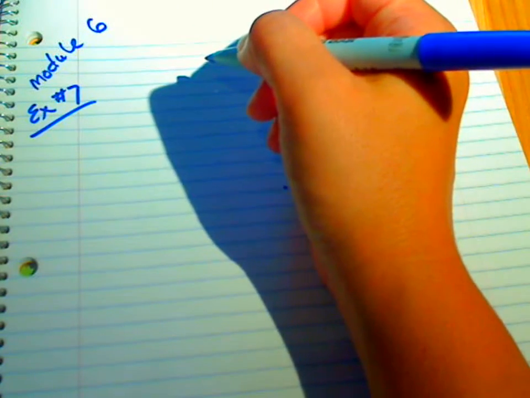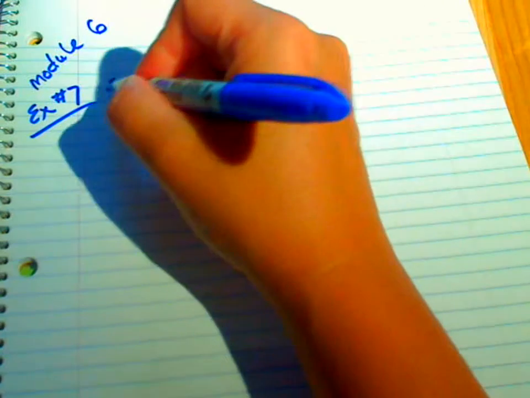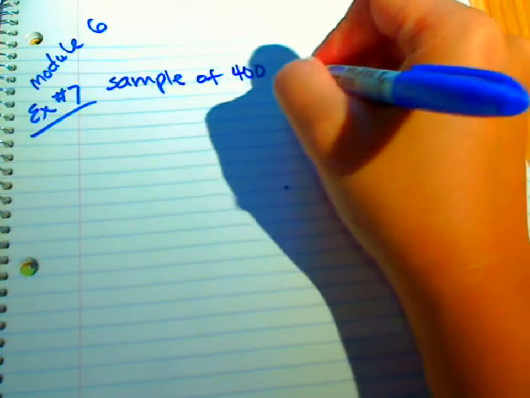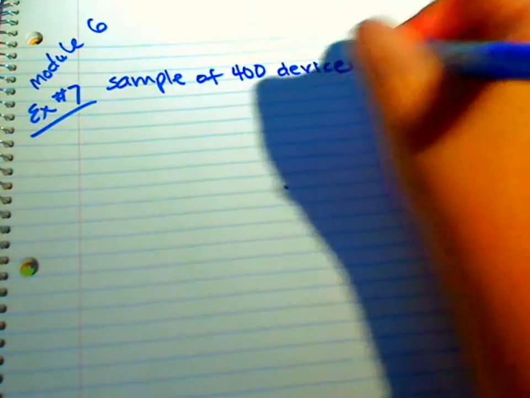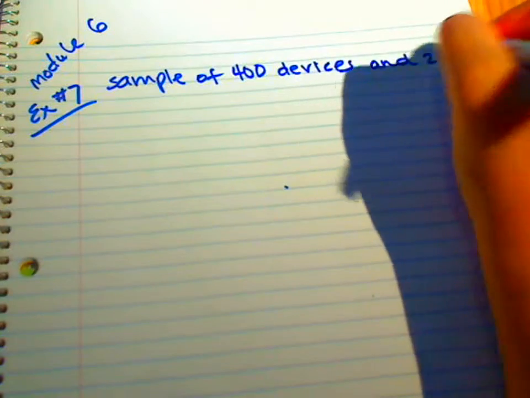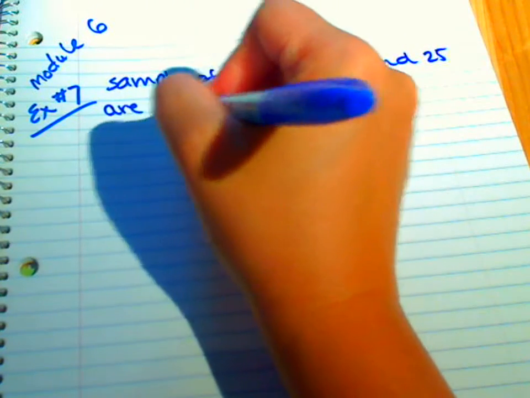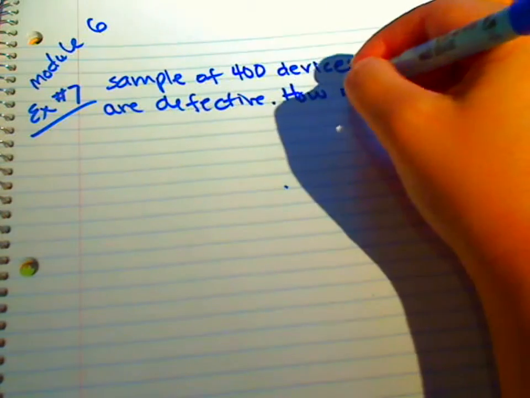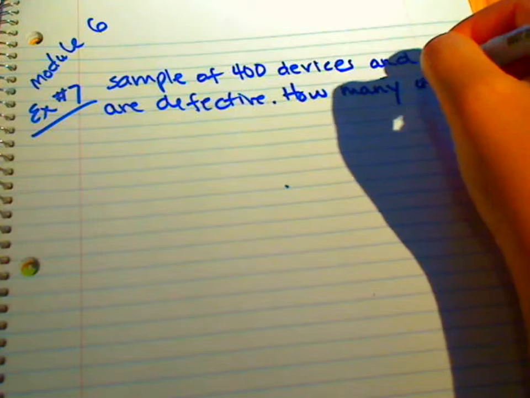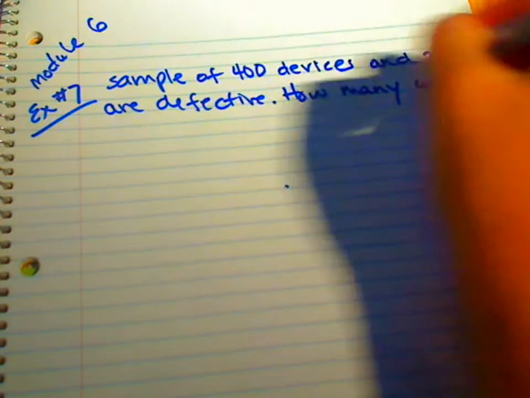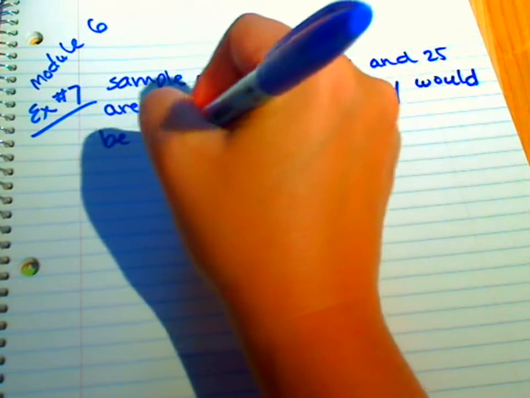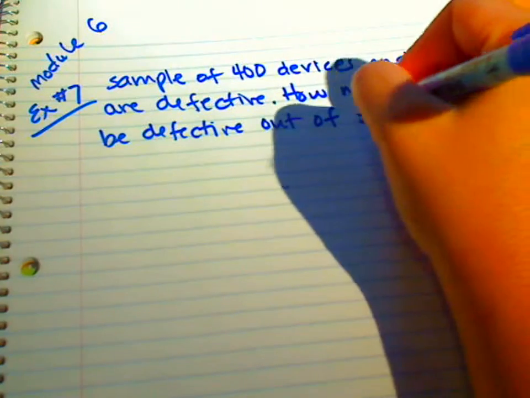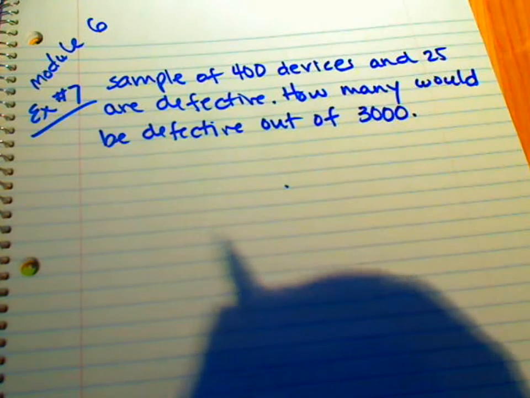So, a sample of 400 devices, and 25 are defective. How many would be defective out of 3,000? So I'm not changing much, I'm just changing a couple of things.